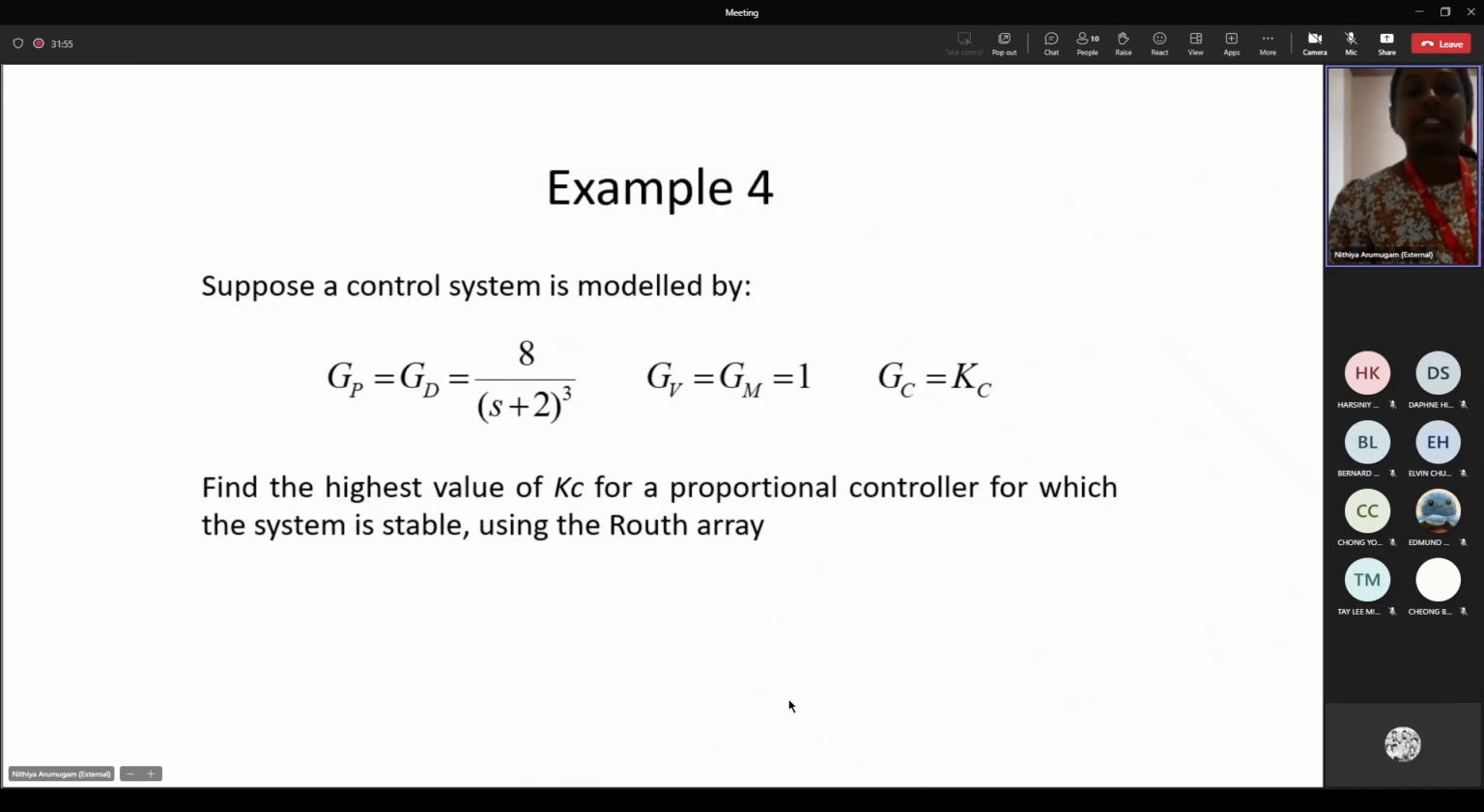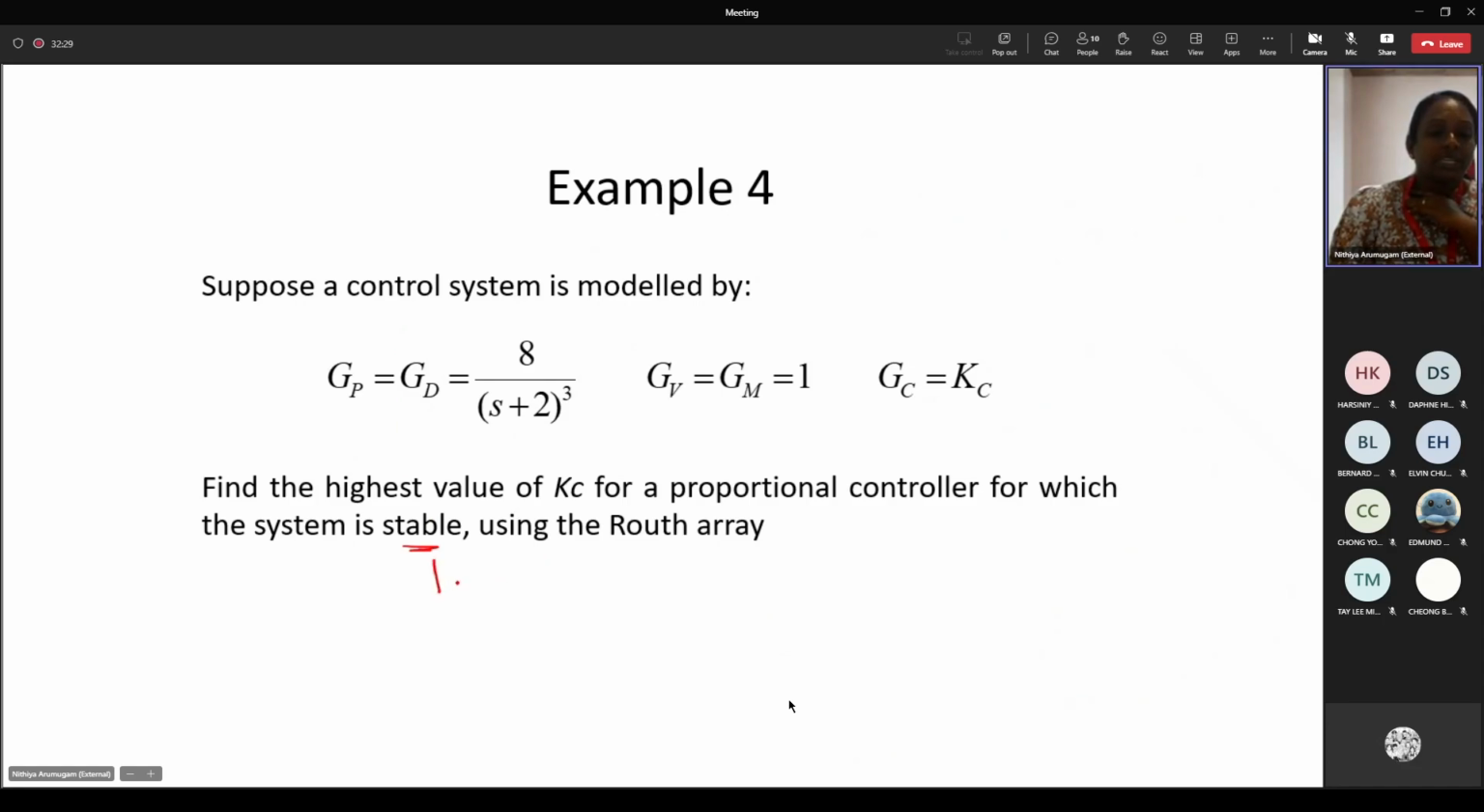Right. So next example, suppose a control system is modeled by GP equals to 8 over (S plus 2) to the power of 3, GV equals GM equals 1, GC equals to Kc. We need to find the highest value of Kc for a proportional controller for which the system is stable, using the Routh array.